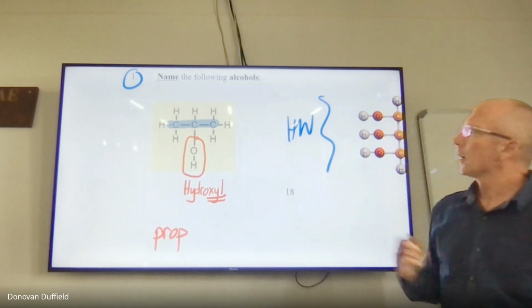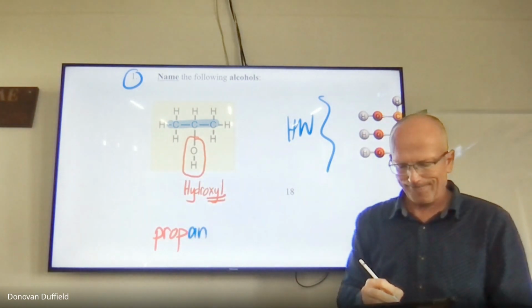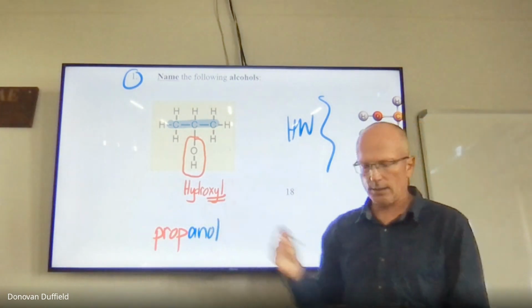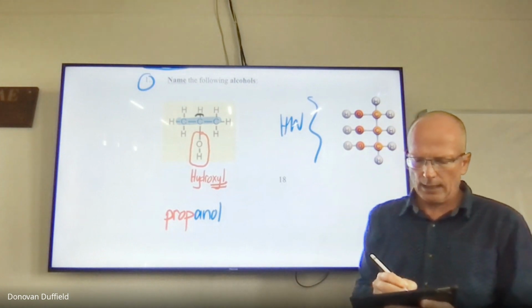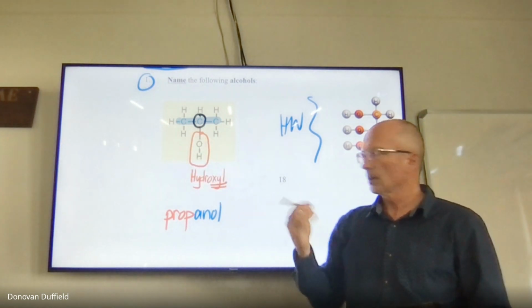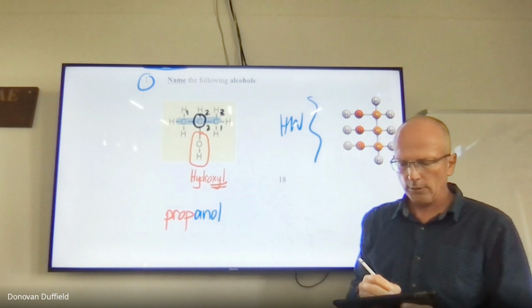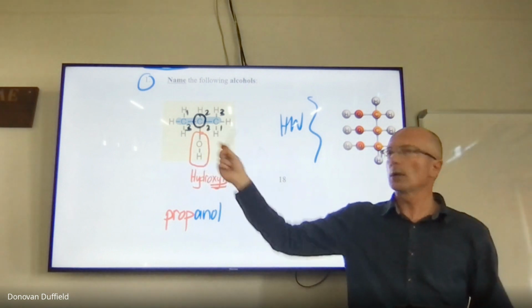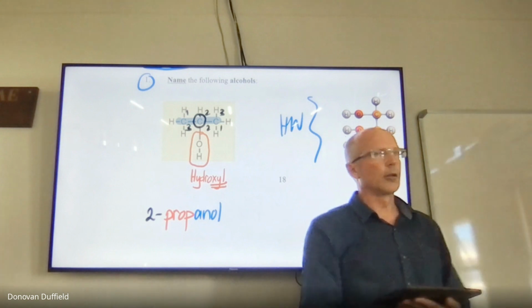So this is prop, and we can say anol. Propanol. I know Josh likes to use this particular convention, which is not wrong. He looks at which carbon the hydroxyl group is attached to, and it doesn't matter whether we number from left to right or right to left, because it's a symmetrical molecule. The OH is going to be on carbon number 2, and you'd say 2-propanol.